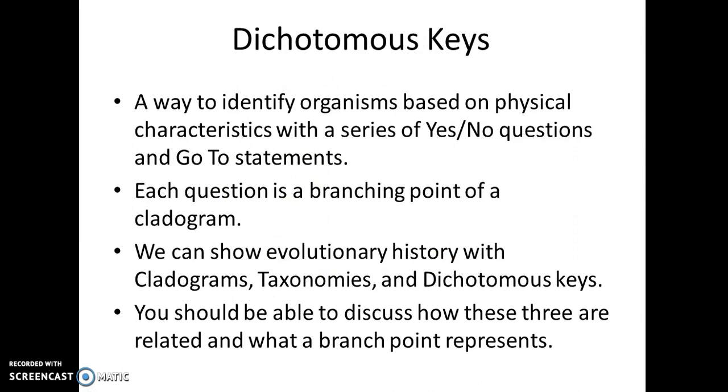So a dichotomous key is a way to identify organisms based on physical characteristics with a series of yes or no questions and go-to statements. Now, each question is a branching point of the cladogram. We can show evolutionary history with cladograms, taxonomies, and dichotomous keys. We should be able to discuss how these three relate and what a branch point represents. Now, we're going to practice this in class. You'll probably be sick of it pretty soon, but we're going to practice it anyway.